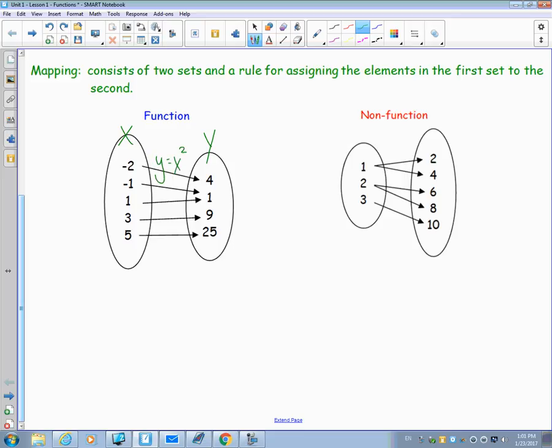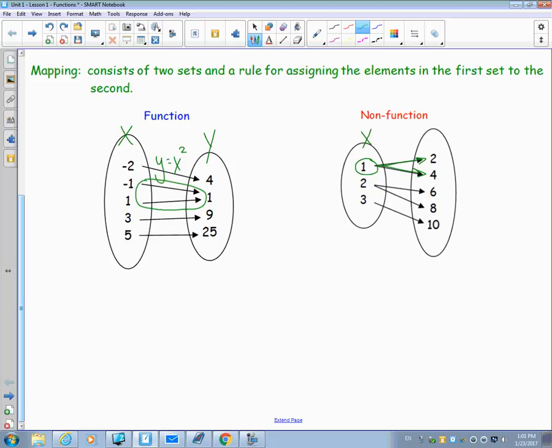When x is -2, it always comes out to 4. When it's -1, it always comes out to 1. When it's +1, it also comes out to 1. It's okay for different values to point towards the same value like we did with the 1s, but a single x can't come out to 2 different y's, as opposed to the second one, where if we look at the number 1, sometimes it comes out to a 2, and other times it comes out to a 4.